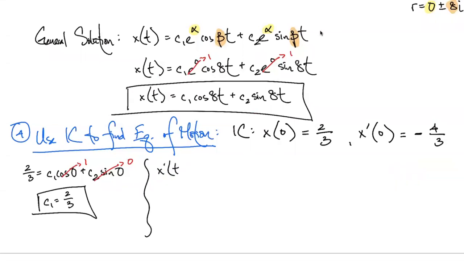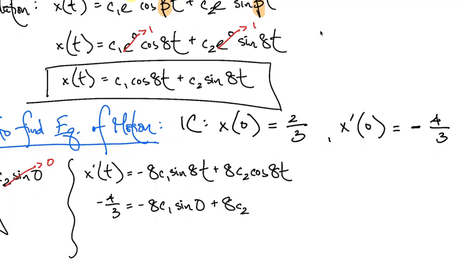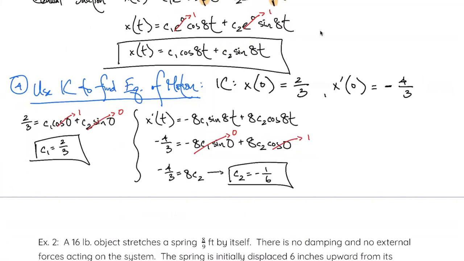So we're going to get x prime of t equals, let's see, chain rule. So negative 8c1 sine of 8t plus, chain rule again, 8c2 cosine of 8t. We're going to plug in 0 everywhere we see a t, and the left-hand side will become negative 4/3. So I get negative 8c1 sine of 0 plus 8c2 cosine of 0. Once again, the whole first term goes to zero because sine of 0 is 0, and cosine of 0 is 1, which gives me negative 4/3 equal to 8c sub 2. If we divide by 8, we find that c sub 2 is equal to negative 1/6. Okay, negative 1/6. So we found our C1 and our C2.